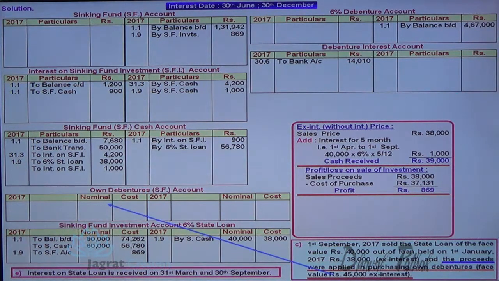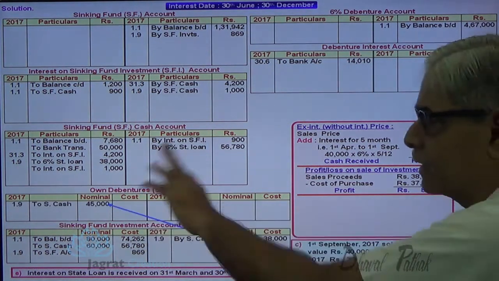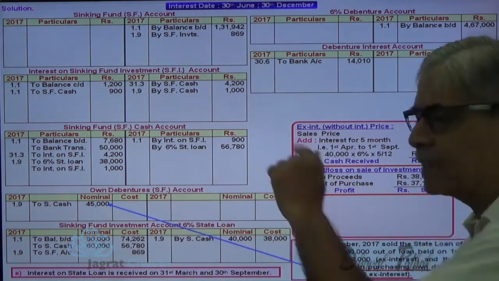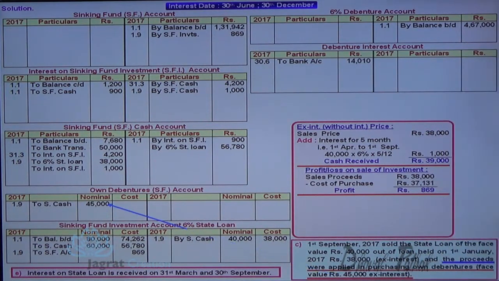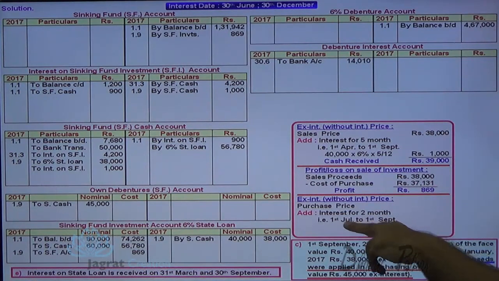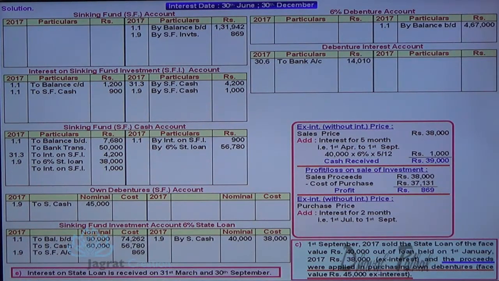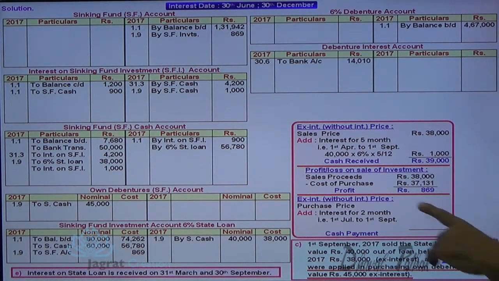So 45,000 nominal value of own debentures are purchased. What is the ex-interest purchase price? Very important point. So ex-interest purchase price plus interest for 2 months, that is from 30th June, 1st of July to 1st of September, 2 months interest, is equal to cash payment. This is the formula.